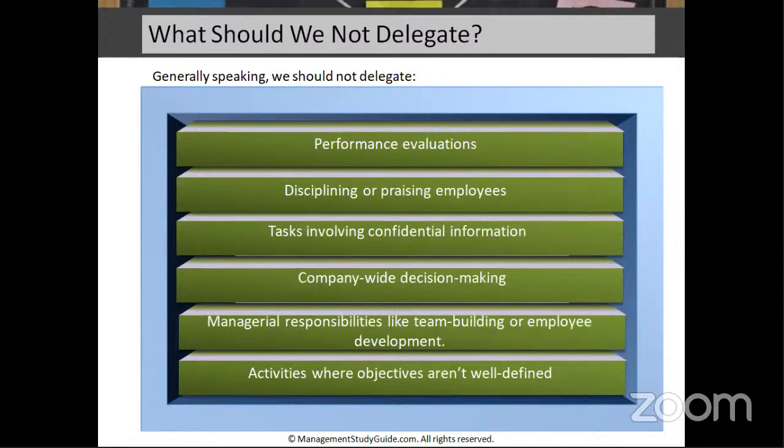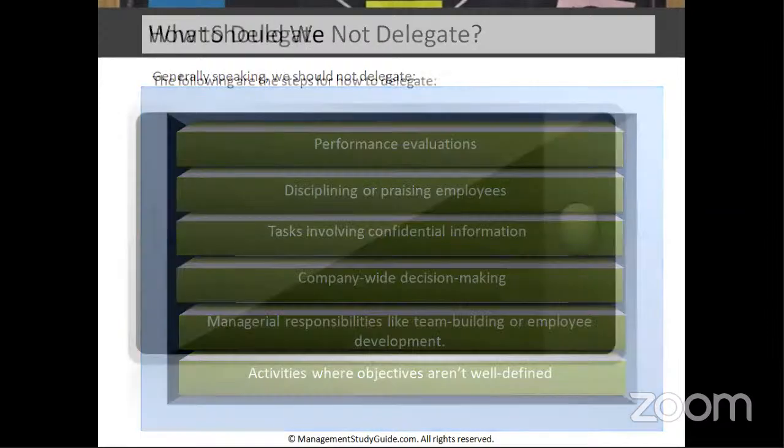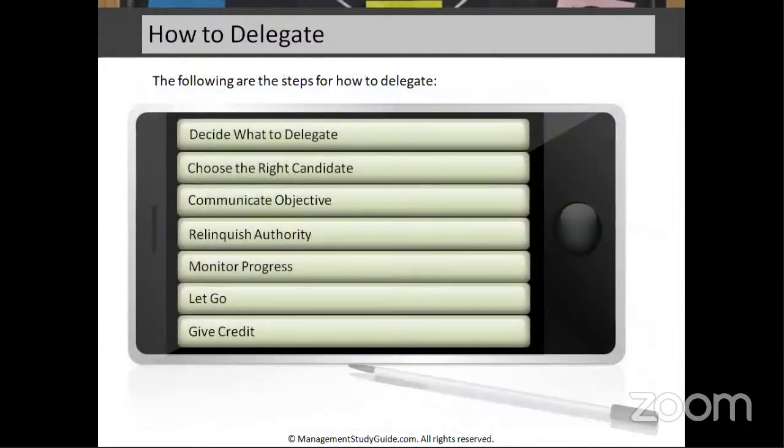We should not delegate performance evaluations, disciplines, or praising employees, tasks involving confidential information, company-wide decision-making, managerial responsibilities like team building or employee development activities where objectives aren't well defined. Now, quickly, how do we delegate?